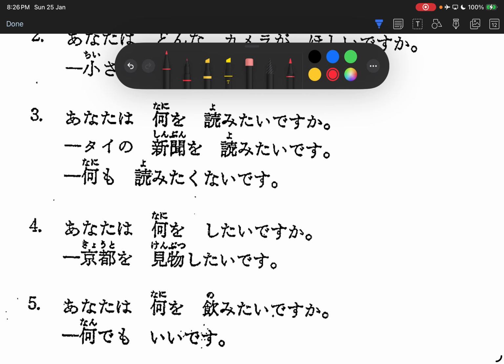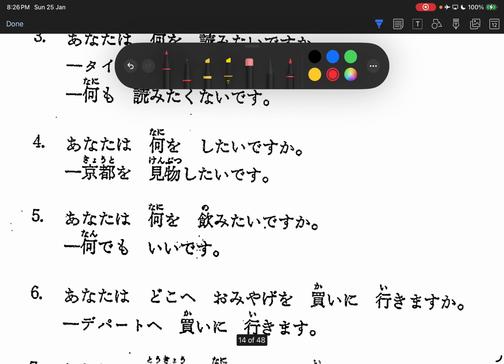Number 4, あなたは何をしたいですか? So したい comes from the word shimasu. Shimasu means to do, in Chinese we say 做. 做 what? Never say anything. It's just a very general way to say do something. So したい means want to do. Want to do what? Never specify, just want to do. So 何をしたいですか? What do you want to do?